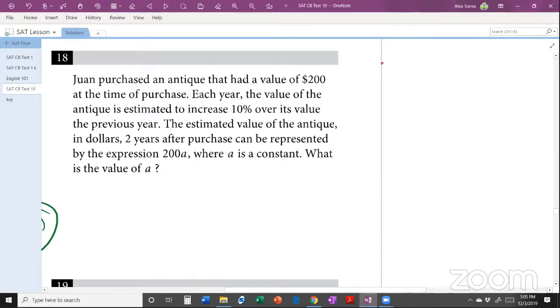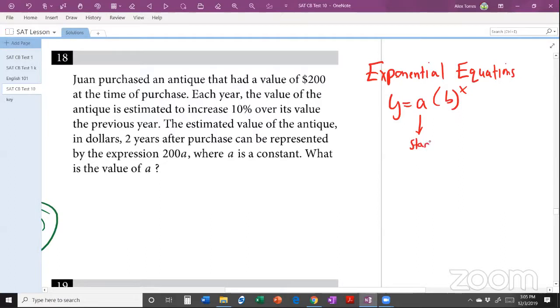They're talking about exponential equations. Exponentials are in the format of y equals a times b to the x power. So a is your starting value. b is how much it's changing, in terms of what we're multiplying it by. And x is the number of times. So this will often be really relevant in terms of percents.